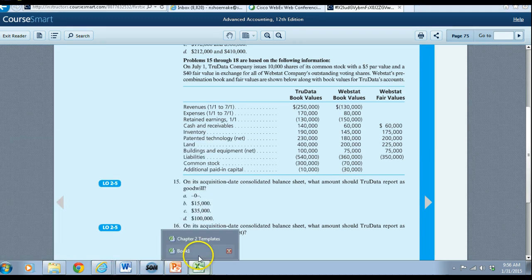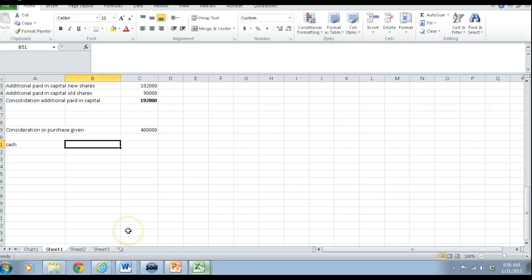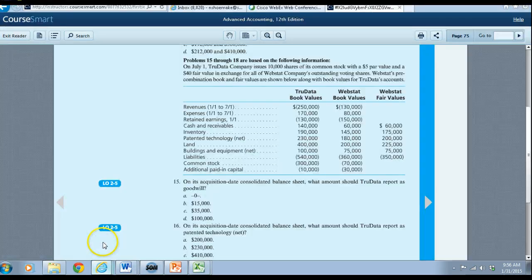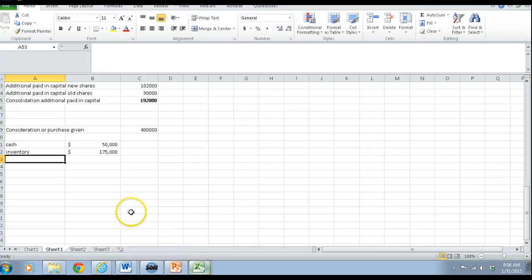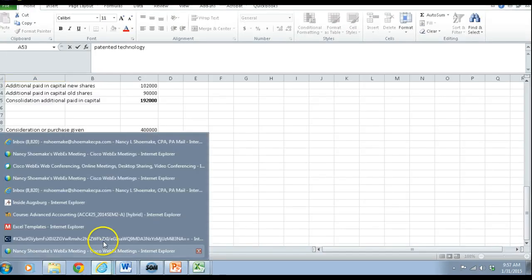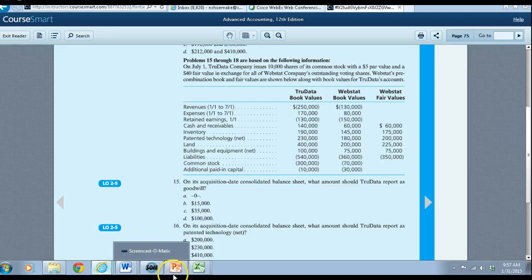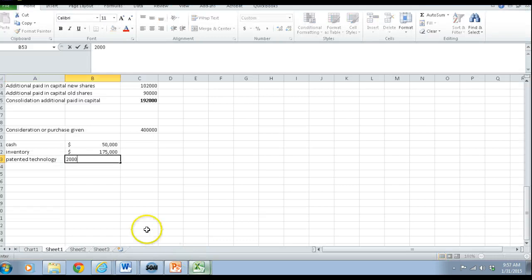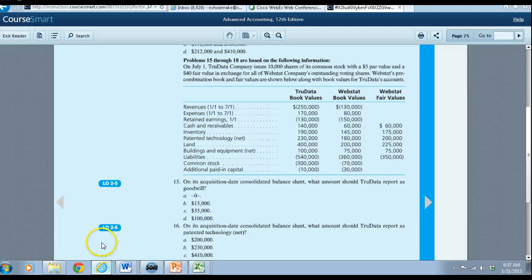Okay, so if we take cash of 60, inventory of 175, patented technology of 200, land of 225, building and equipment 75.